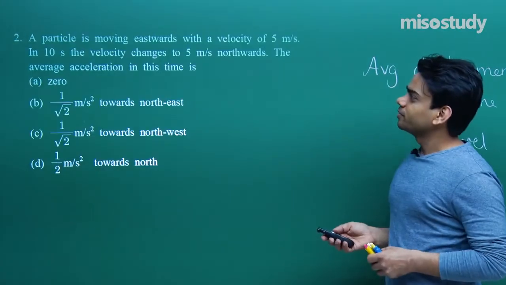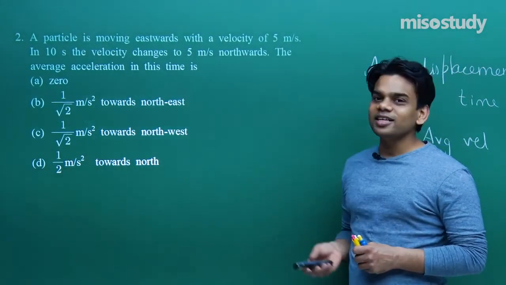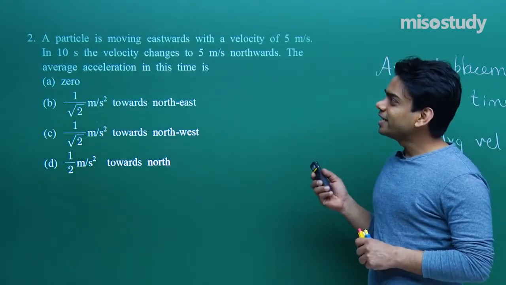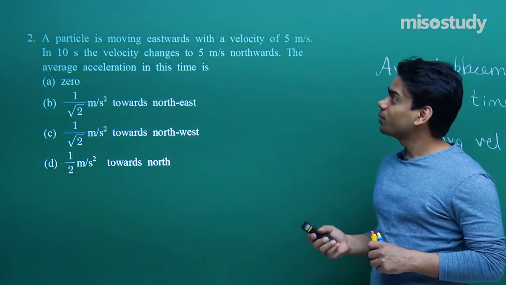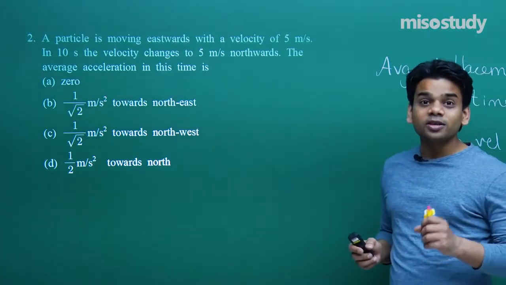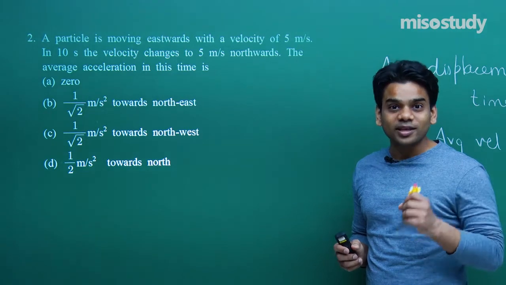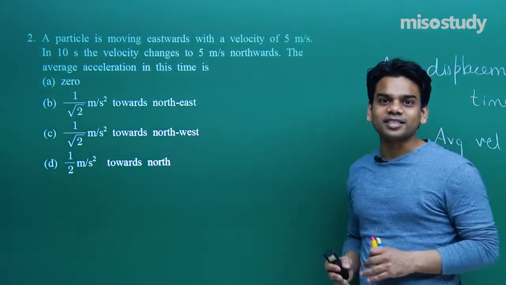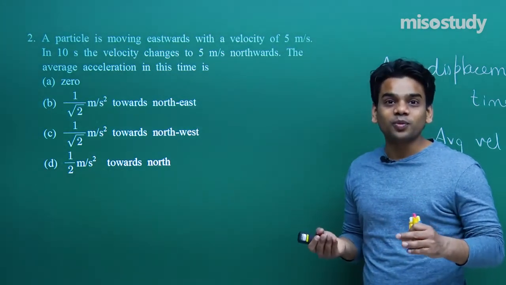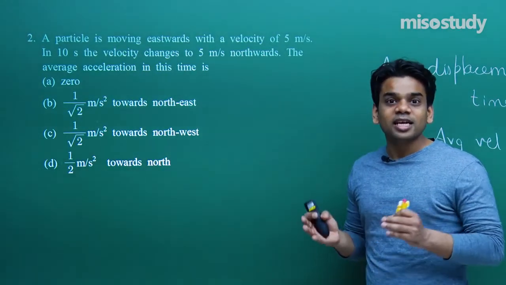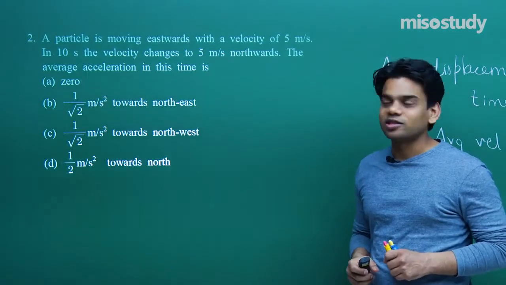The second problem of the day. A particle is moving eastwards with a velocity of 5 meter per second. In 10 seconds, the velocity changes to 5 meter per second northwards. Remember, the magnitude is not changing, the direction is changing. And here we know that velocity is speed with direction. Means you should have the magnitude of the speed with which the body is moving, and the direction; when you take both the magnitude and direction, that specifies completely the velocity.